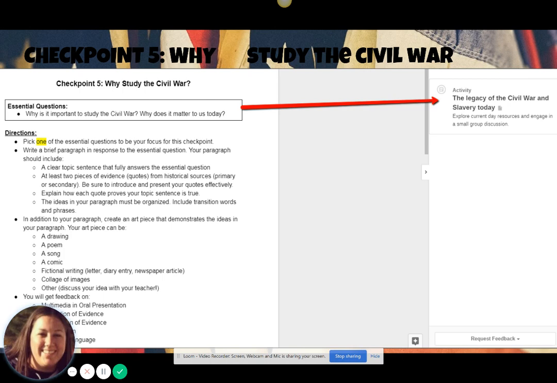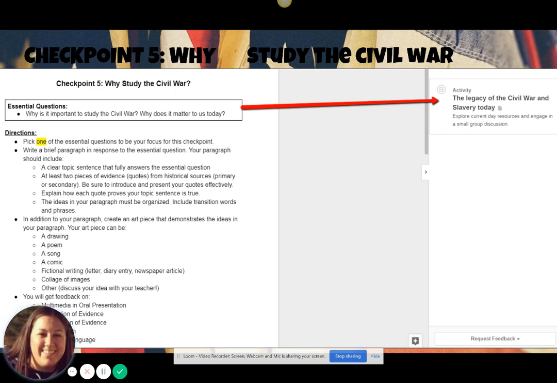We are moving on to checkpoint 5 this week, which is why study the Civil War. When you open up that checkpoint, it's going to look like this. Your essential question is, why is it important to study the Civil War, and why does it matter to us today? So like all of these other checkpoints, you're going to be writing a paragraph.